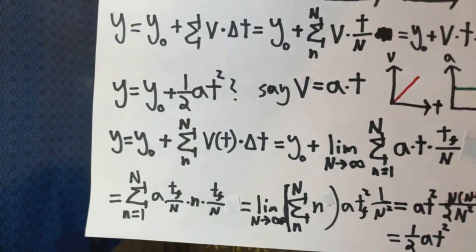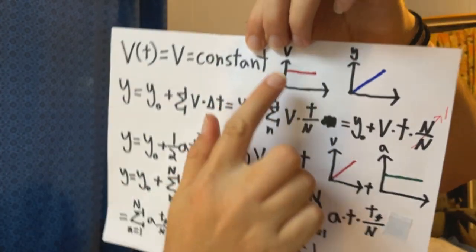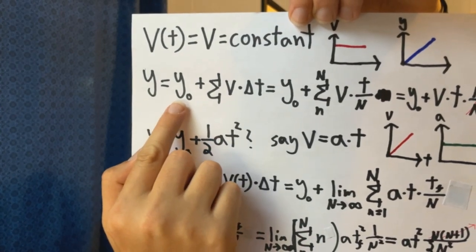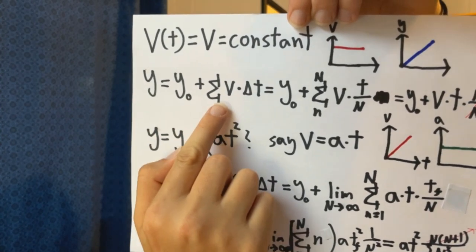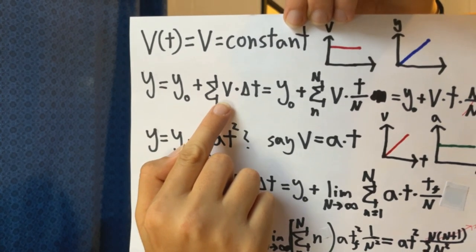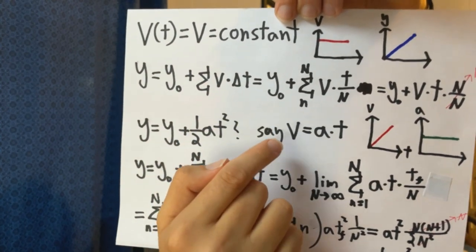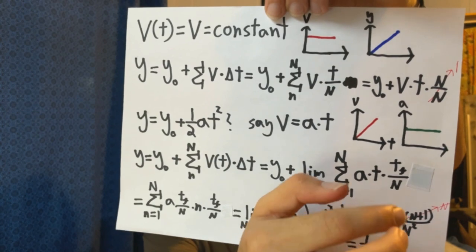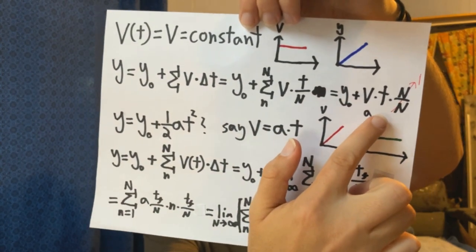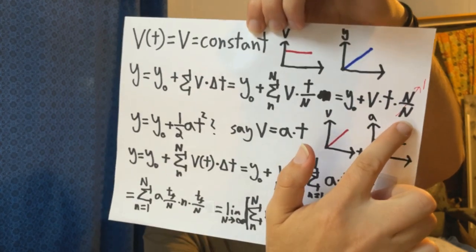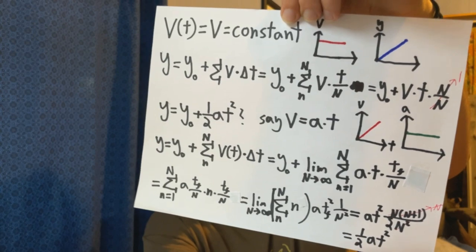So I thought I'd show the algebra real quick for going in the opposite direction: what do you do if you want to integrate a constant velocity? Well, you just say y is equal to y naught, whatever position you start at, plus the sum of velocity over some time interval times the amount of time elapsed, and you just sum over all the time intervals, and they're all the same because you're traveling at a constant velocity, and so you get v times t times n over n, and it just cancels and gives you right back to v times t.